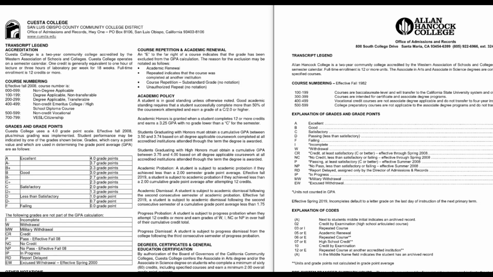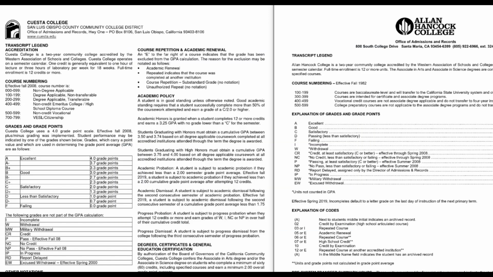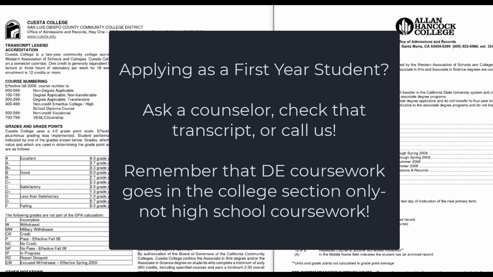If you're out of state, you can still use this as a general guideline. Things that are non-transferable are going to be courses that are remedial in nature, like an introduction to college math or pre-algebra. For our first-time freshman applicants, you can go ahead and assume that anything you're taking that is dual enrollment or getting you concurrent enrollment credit at your high school is going to be CSU transferable.